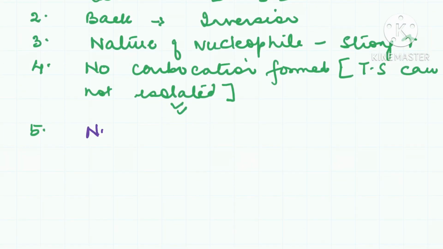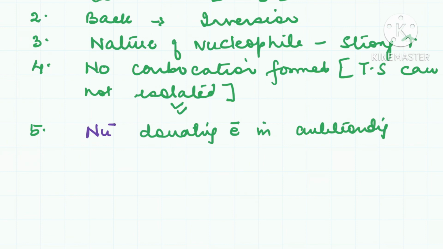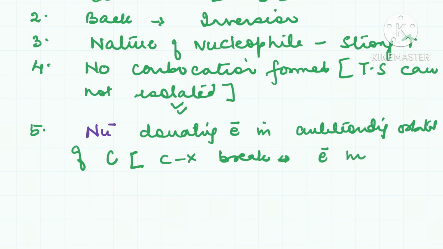The nucleophile is donating the electrons in the antibonding orbital of carbon, right? So it is donating in the antibonding orbital of carbon, right? And when C-X will break, the electrons shift back to bonding to form a bond.